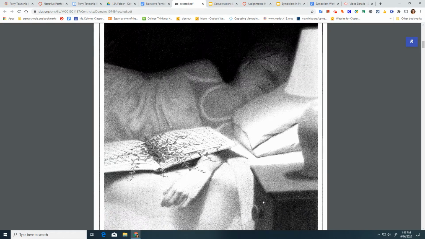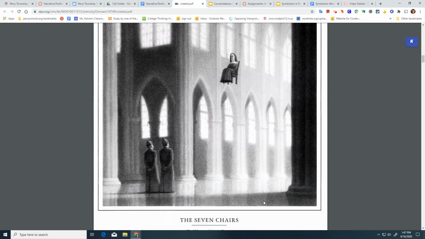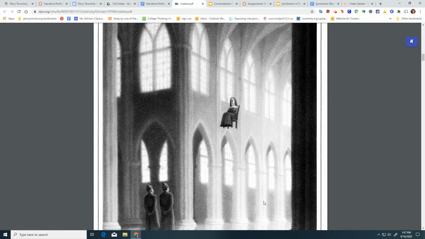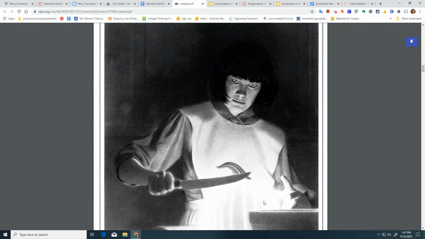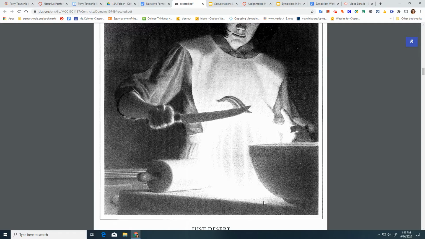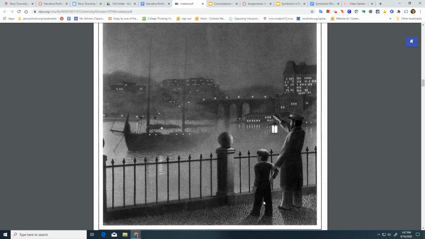This one always makes me think of the movie, The Never-Ending Story. I love this one, The Flying Nun here. The fifth one ended up in France. I wonder where all the rest of the nuns went. This one is called Just Dessert. She lowered the knife, and it grew even brighter. That one's making for a creepy story there.